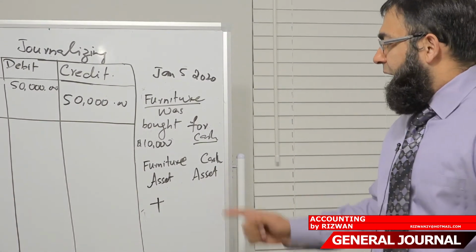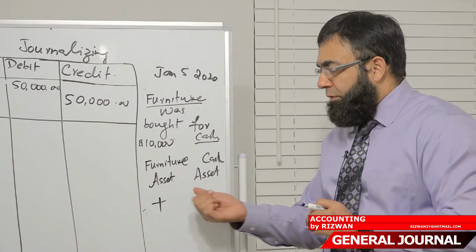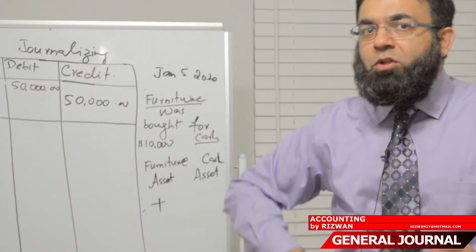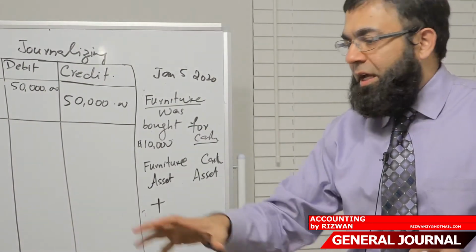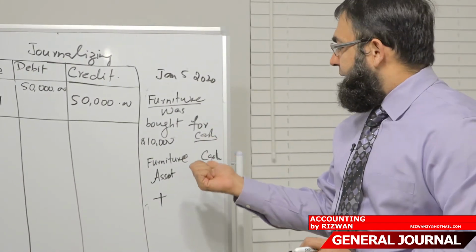Now, what happened on the other side? How did you get this furniture? You got furniture by spending that money. You lost that money this time, and you took money out of the business. So what will happen in this case?